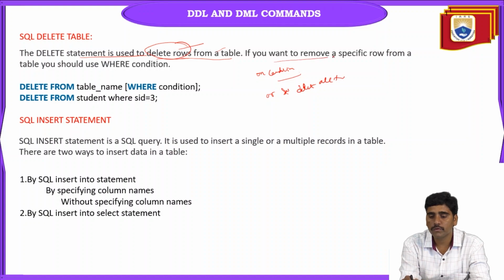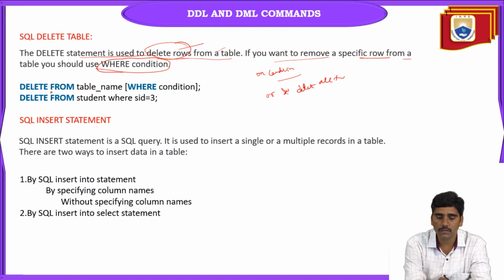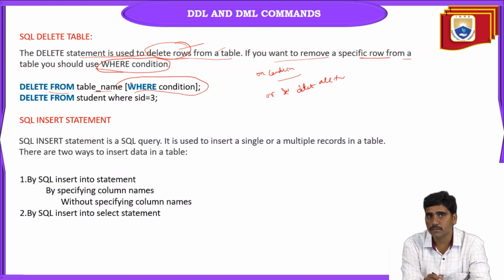If you want to remove a specific row from a table, you should use the where condition. Specify the where condition to delete only a specific row. Or else, if you want to delete all rows, you do not need to specify the where condition. So here, see: delete from table name where condition.